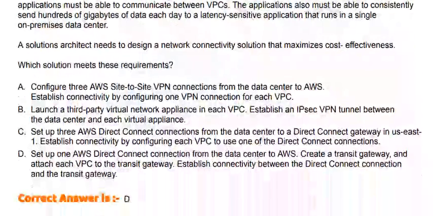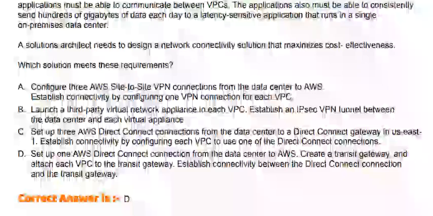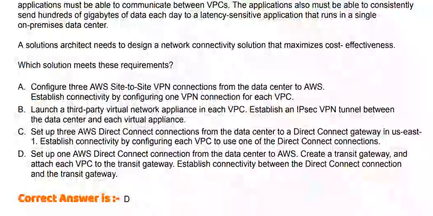Option A. Configure three AWS site-to-site VPN connections from the data center to AWS. Establish connectivity by configuring one VPN connection for each VPC. Option B. Launch a third-party virtual network appliance in each VPC. Establish an IPsec VPN tunnel between the data center and each virtual appliance.